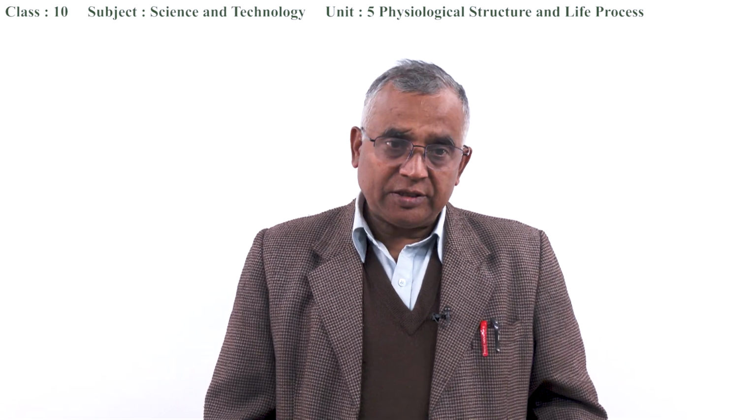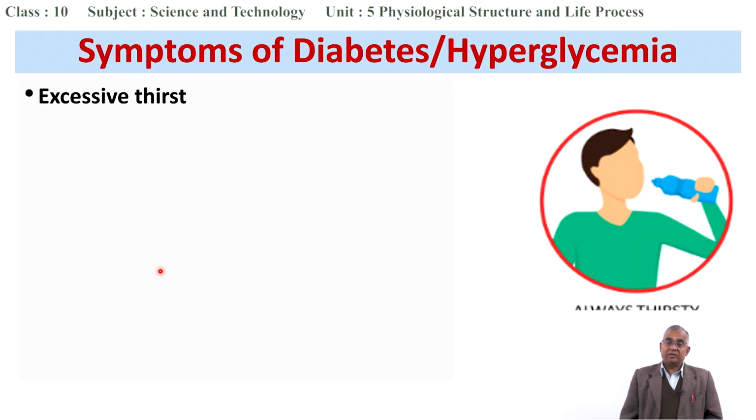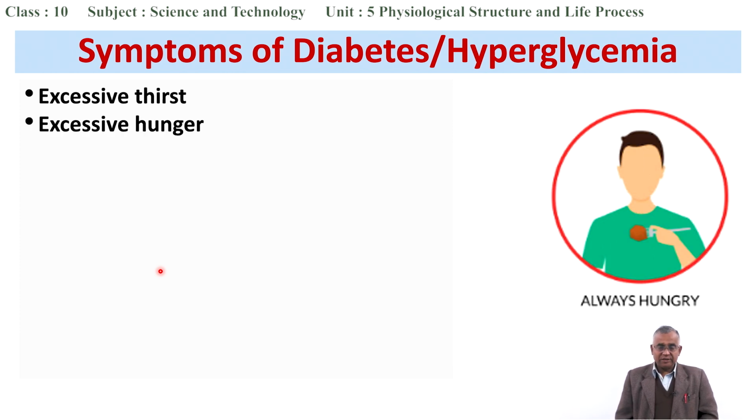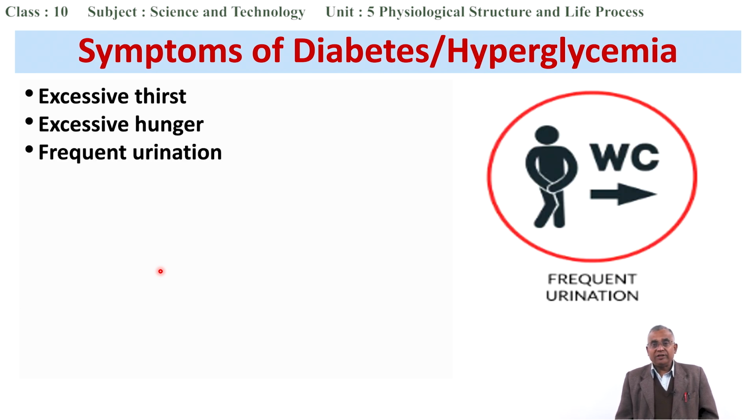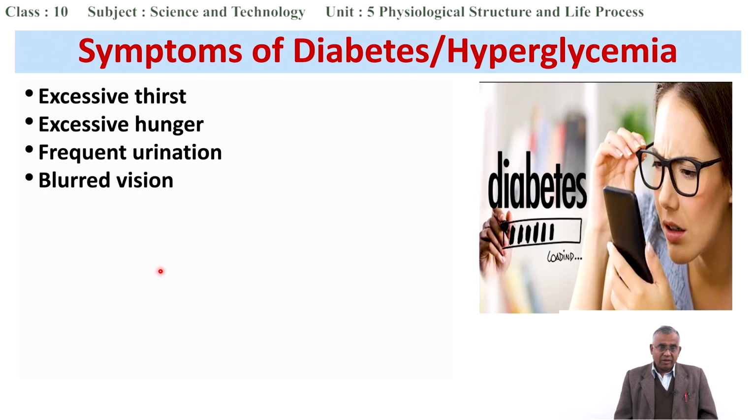Yes. First is what? Excessive thirst. Frequently water is required. Drinking water frequently is okay, but after drinking water also the person feels thirsty. The problem is that. The next one is excessive hunger. Yes, frequently needs food. Frequent urination. Yes. Then blurred vision.